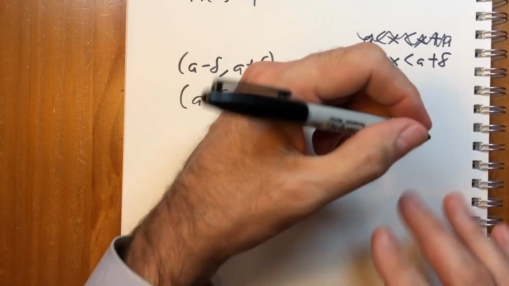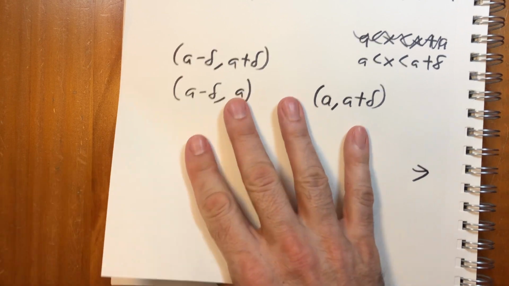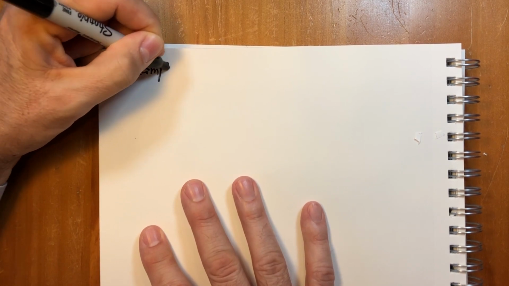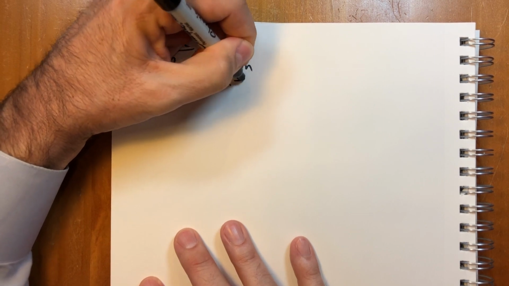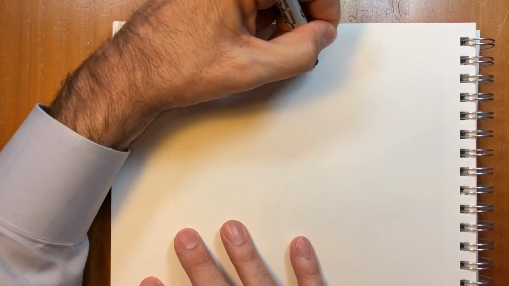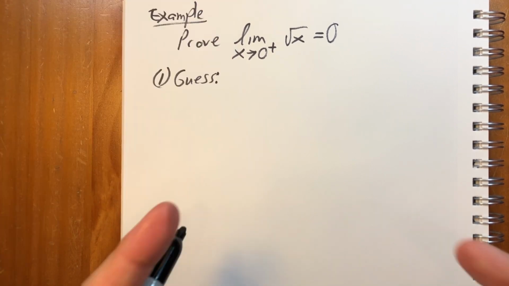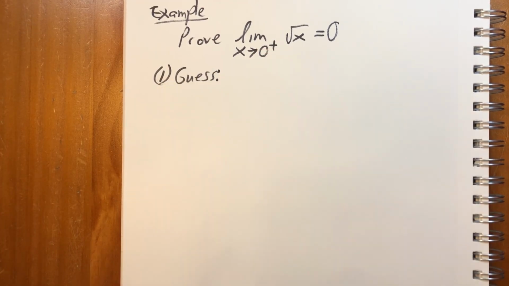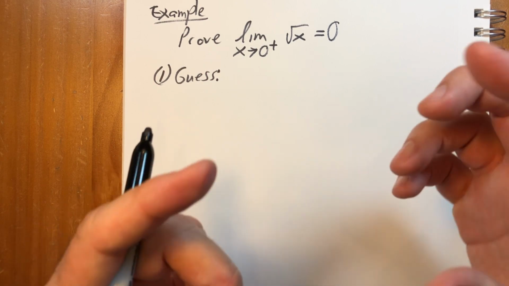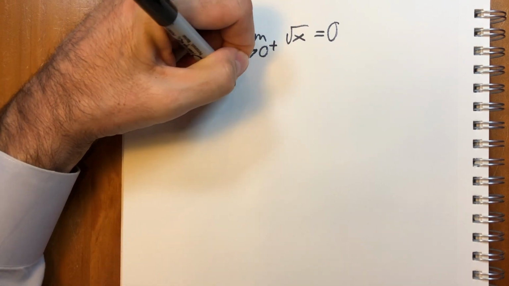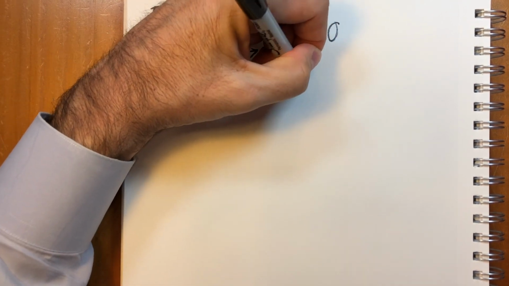Okay, so let's turn the page and do one example just to see how these work. Let's use the precise definition of the right-hand limit to prove that the limit of the square root of x as x approaches 0 from the right equals 0. Again, first we guess, then we prove. Remember, we're not guessing that this is true. What we need to guess is a delta that will make the function always within the distance epsilon. So we're guessing the value of delta.